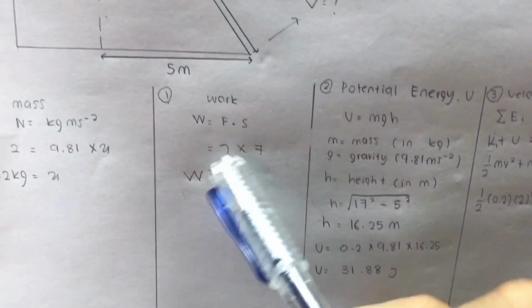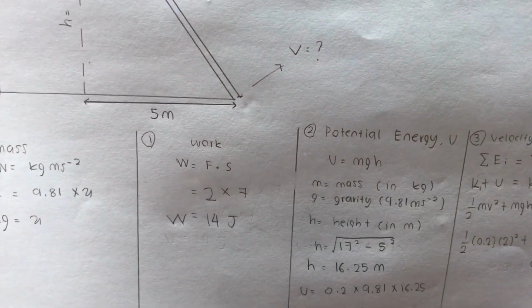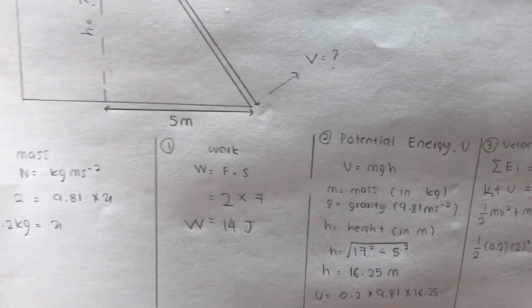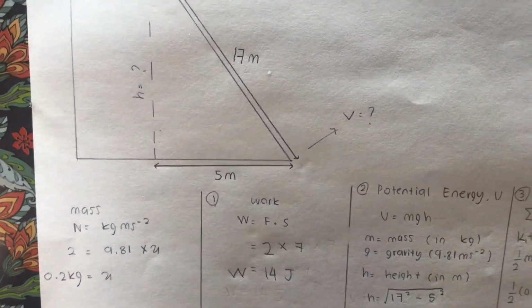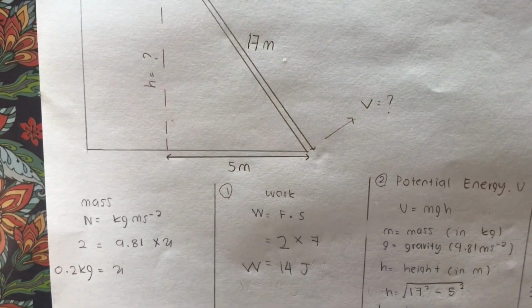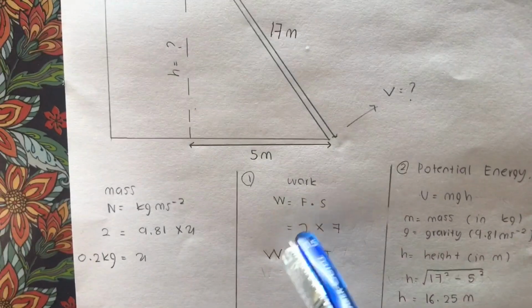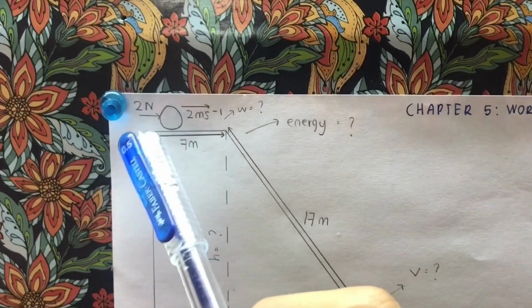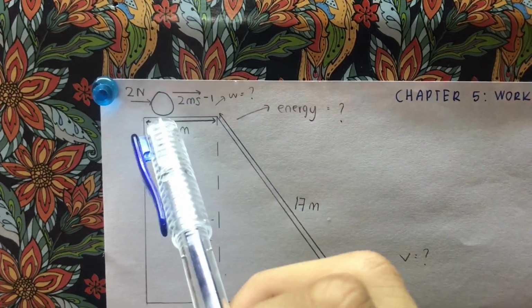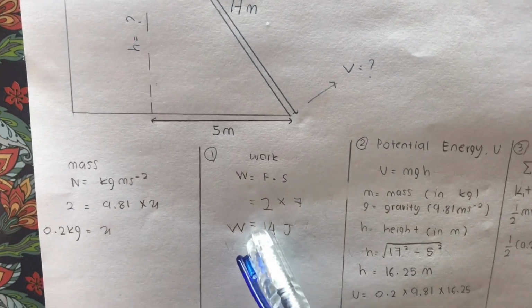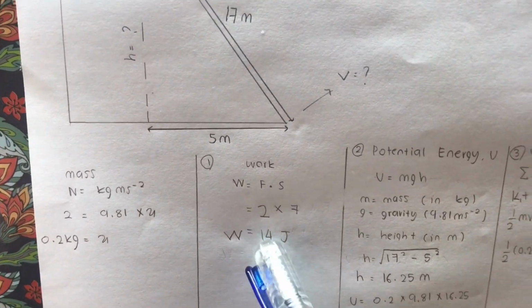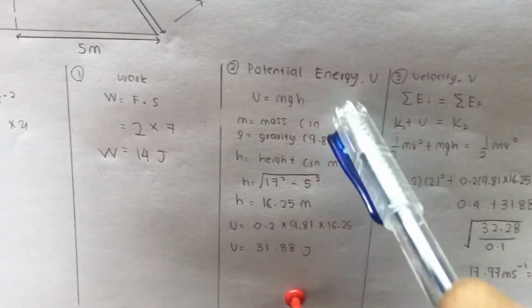To find the work, we must use the formula W equal to F times S. F is force and S is displacement. So we just put the values 2 and 7. 2 is the force and 7 is the displacement. So we got the answer 14 joule.